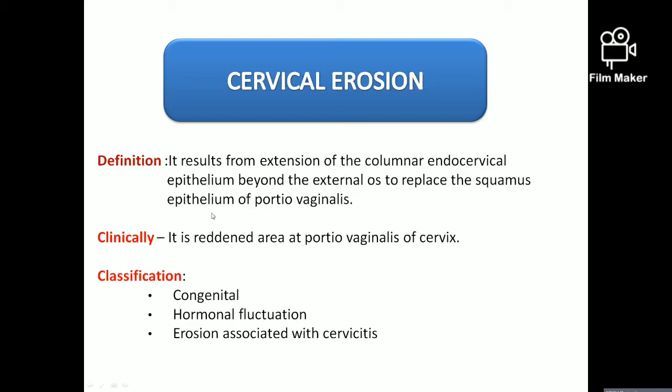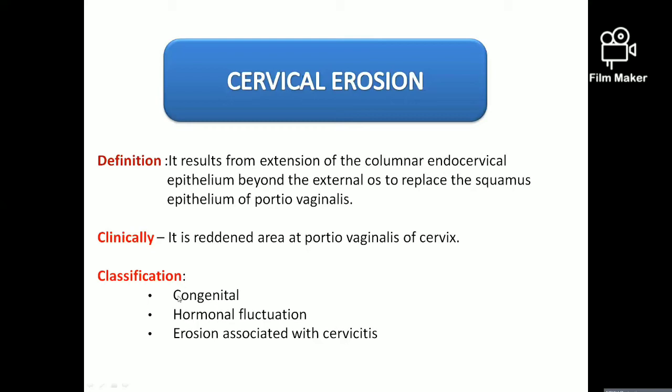So how does it look clinically? It is a reddened area at the portio vaginalis of the cervix. When we go for per speculum examination, we see the area around the external os has become red. So this is a clinical definition, and this is the histological change that occurs. We'll see one by one how it is classified. It is classified into various forms.